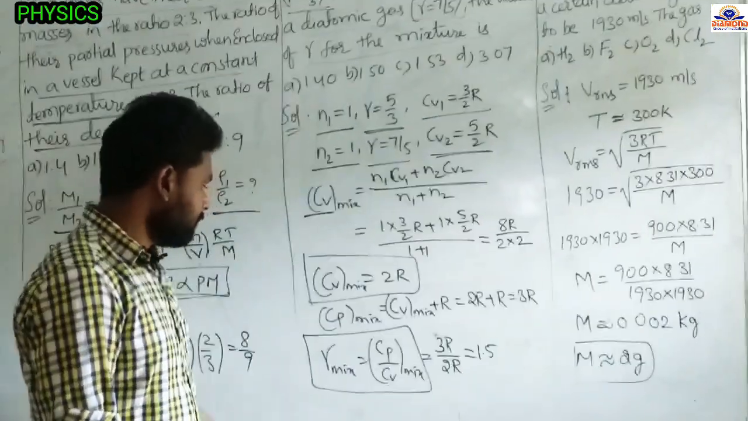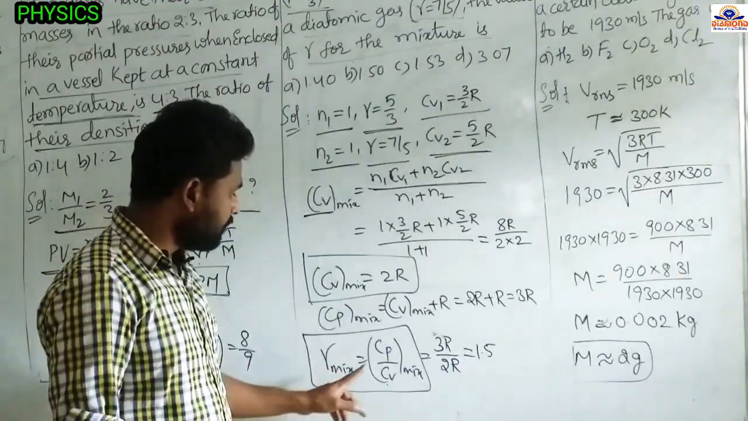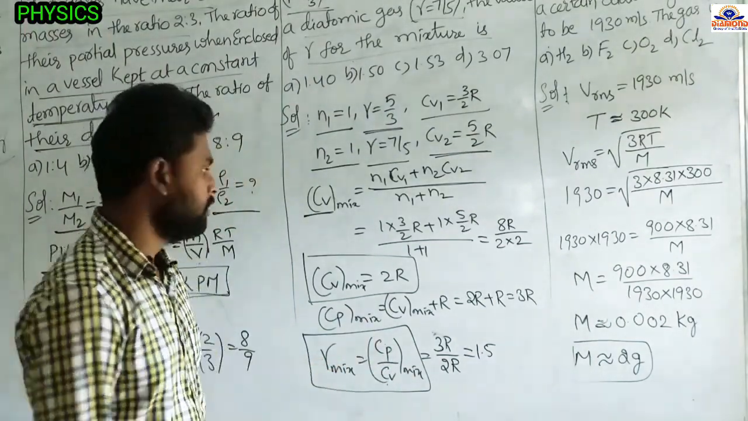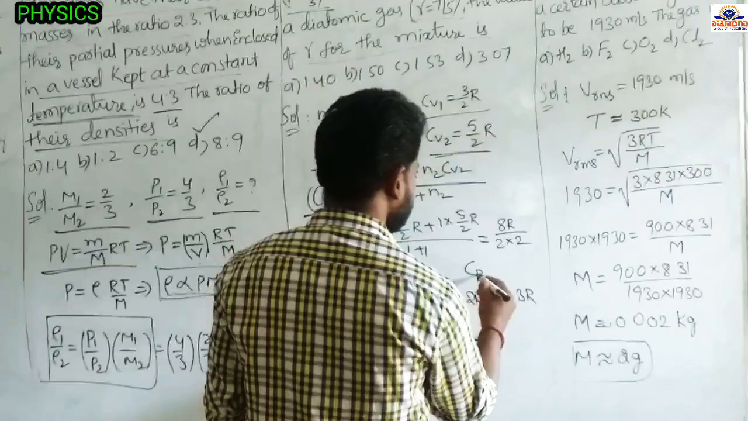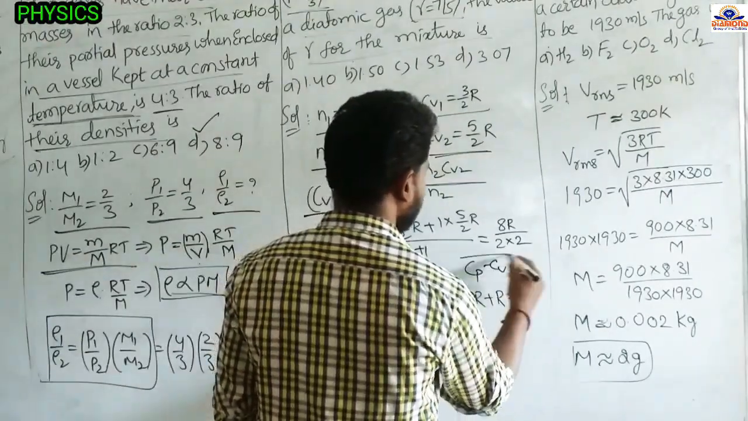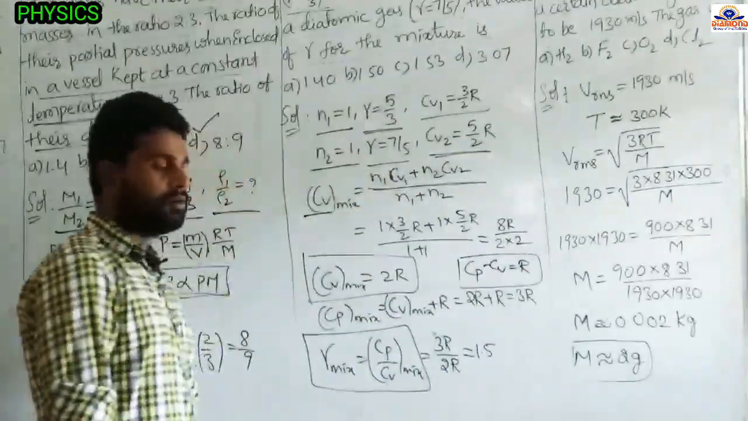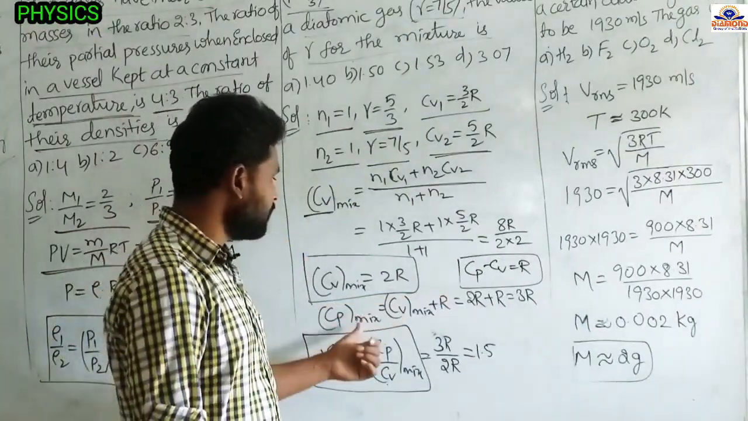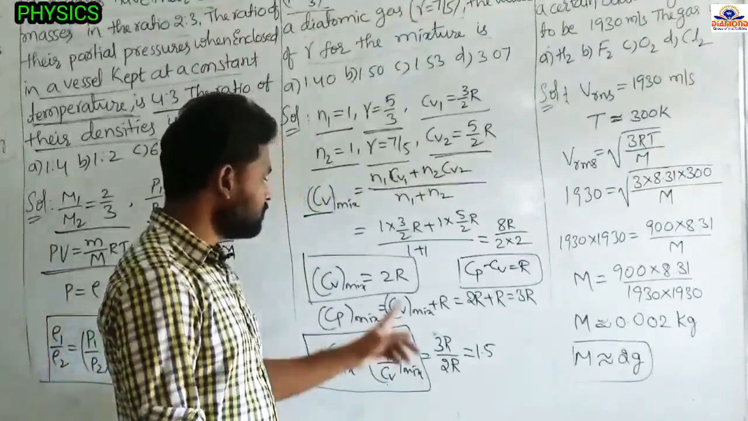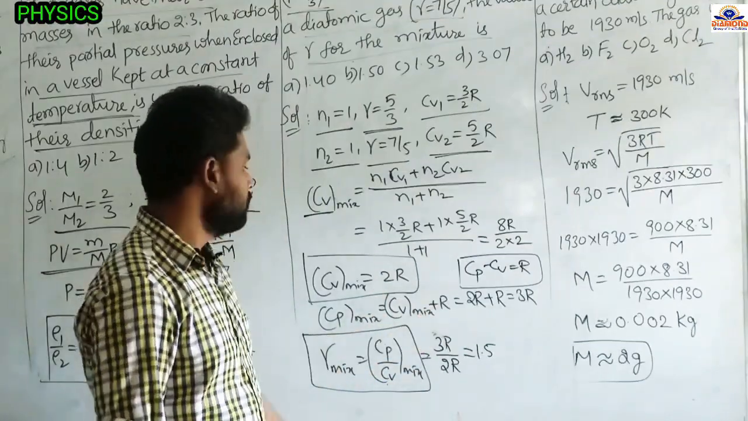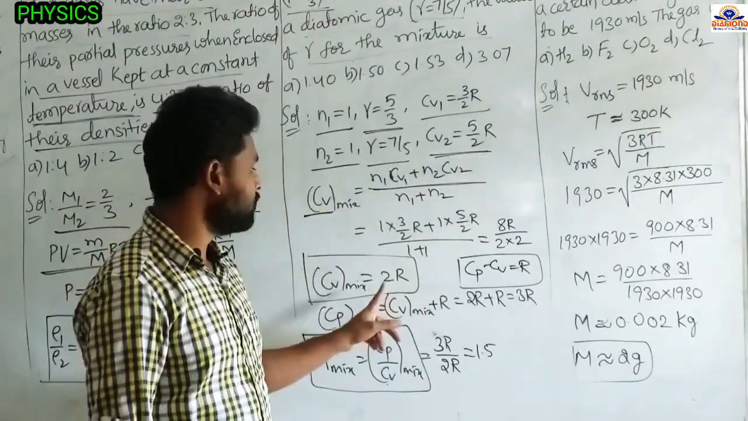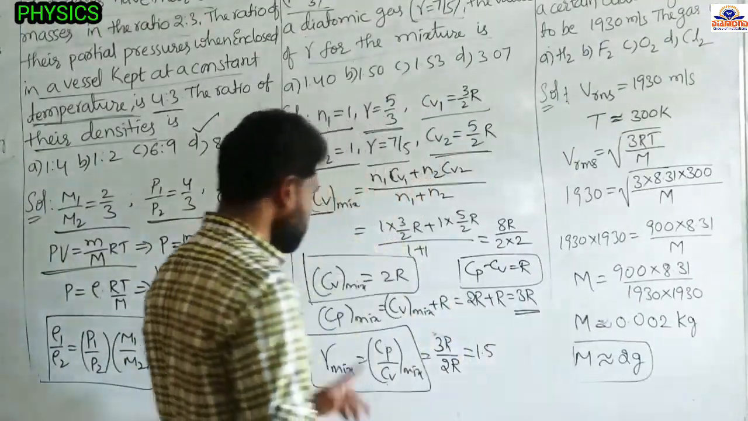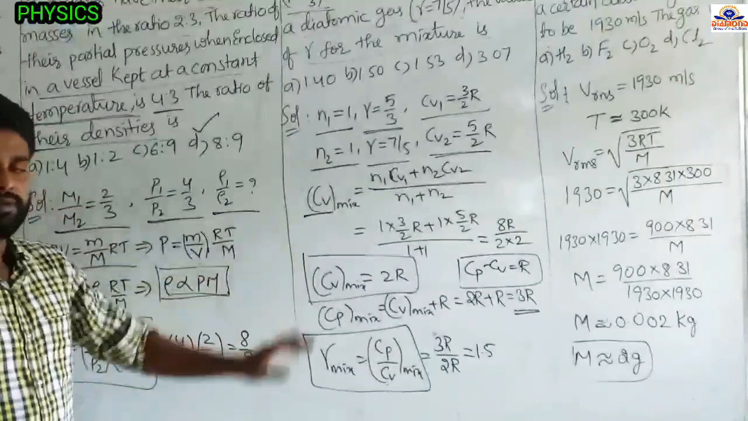Next, to find the gamma of the mixture, we need Cp by Cv of the mixture. Cv value we got, Cp value we have to find. We know Cp minus Cv equals R. So Cp value for the mixture equals Cv, sending this to the other side, Cv value for the mixture plus R. Cv value for the mixture is 2R, so 2R plus R equals 3R. So the mixture's Cp value is 3R and Cv value is 2R.